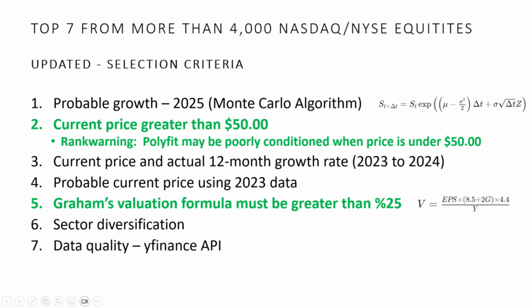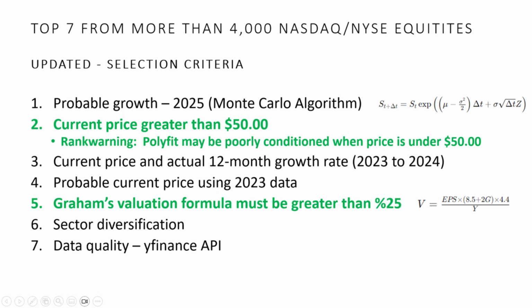So it starts to get into issues that I'll share with you. Rank warning, polyfit may be poorly conditioned, is the error message that I'm getting. Where I filtered out prices less than 50, that error condition was much less frequent. It did not go away completely, but it was much less frequent than iterating with prices that are less than 50.